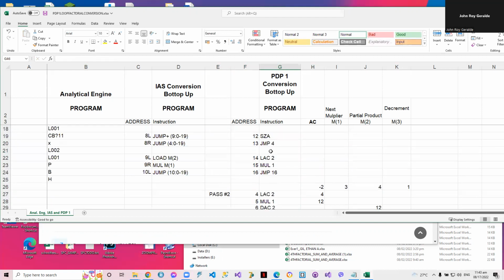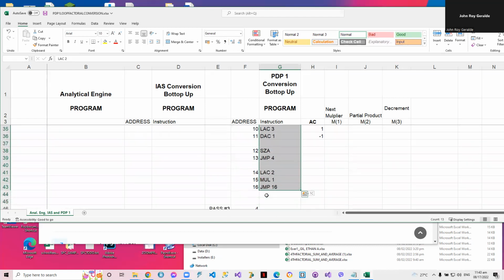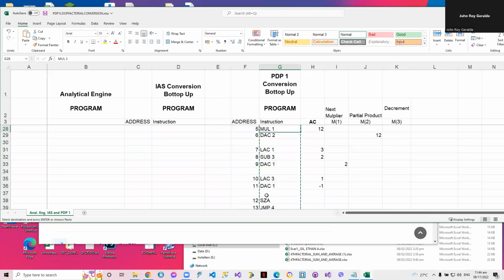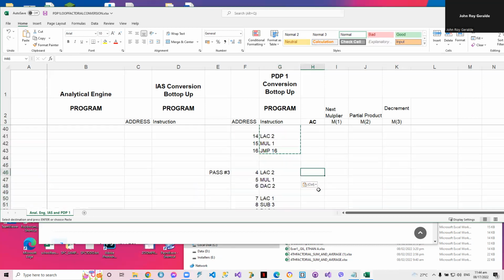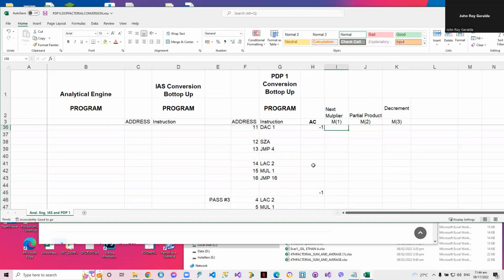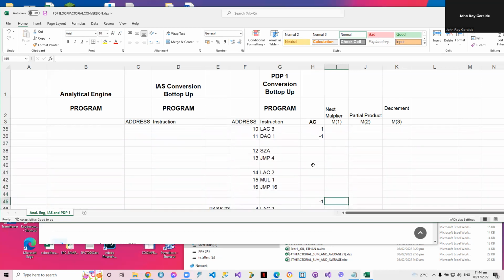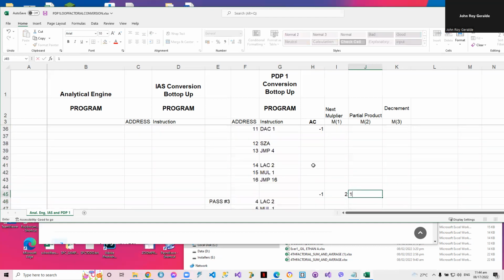So I hope you didn't find this strange. We're just translating command per command. Nothing strange. And then we just monitor the previous values. The previous value here is -1. M1 is how much? 2. And then M2 is what? 12. And M3 is 1. This is now our third pass.